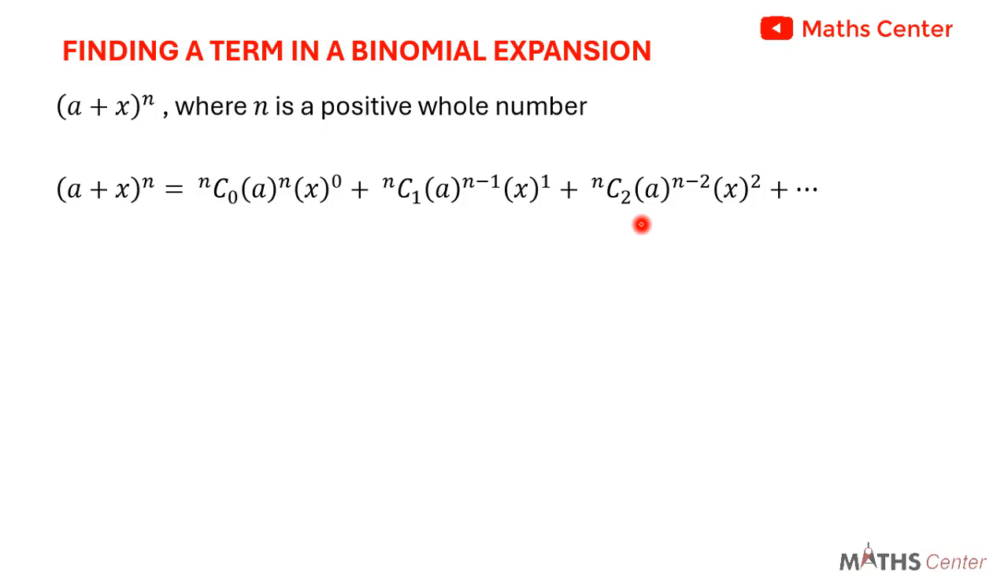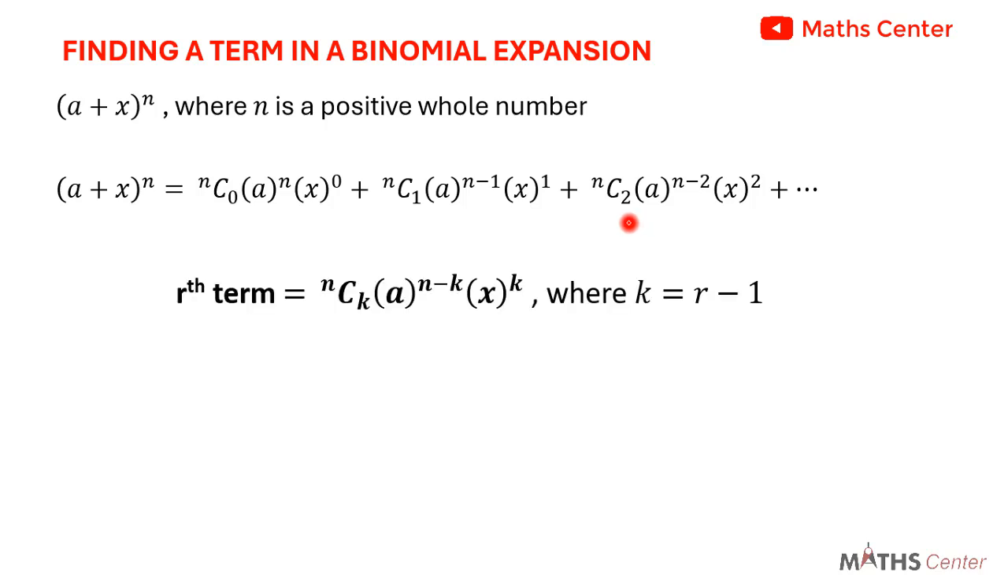Now, using this, we can deduce that if you want to find the rth term in a binomial expansion, then it's going to be nCk a^(n-k) x^k, where k is equal to r minus 1. Now, let me use some examples to explain this to you. So let's say you want to find the third term.